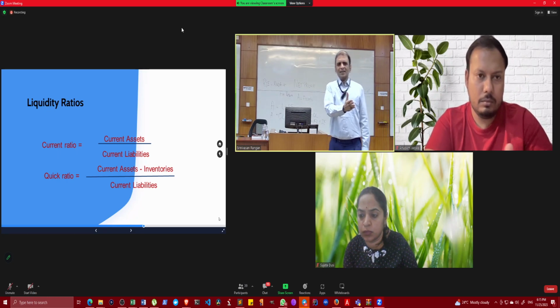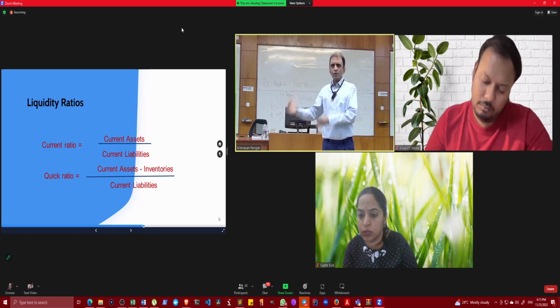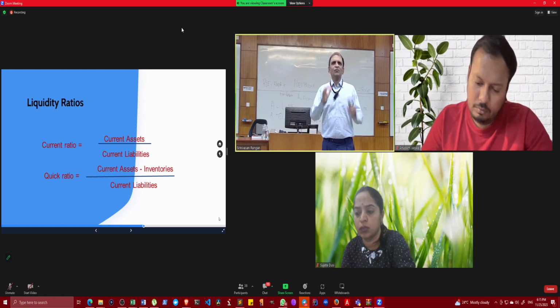So that's why this current assets minus inventories does not really do it, in the sense that it has some illiquid assets in there. Yeah.